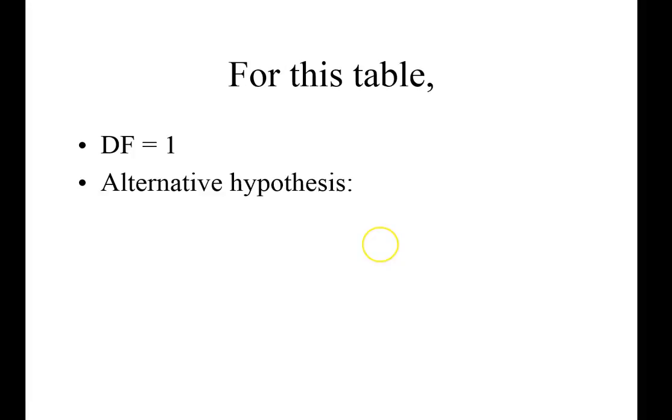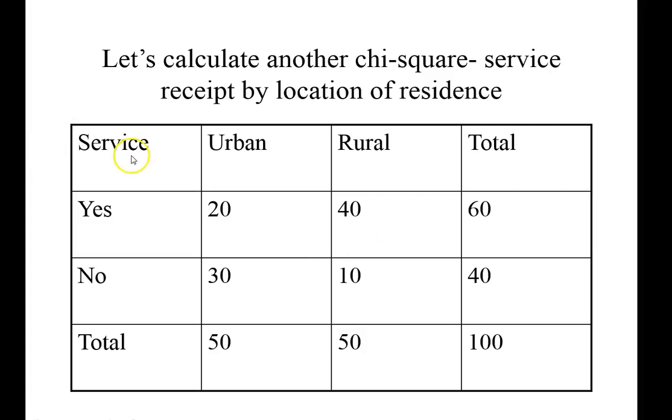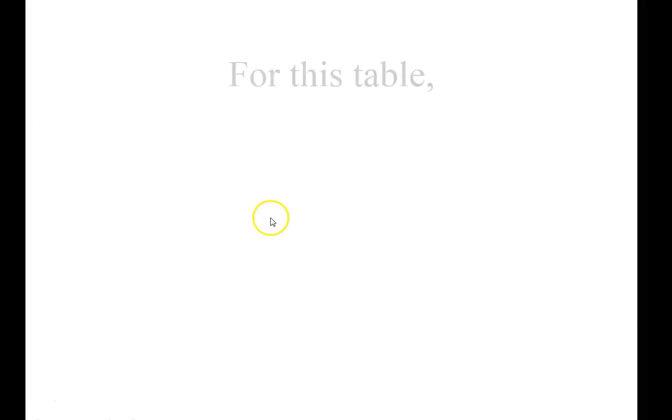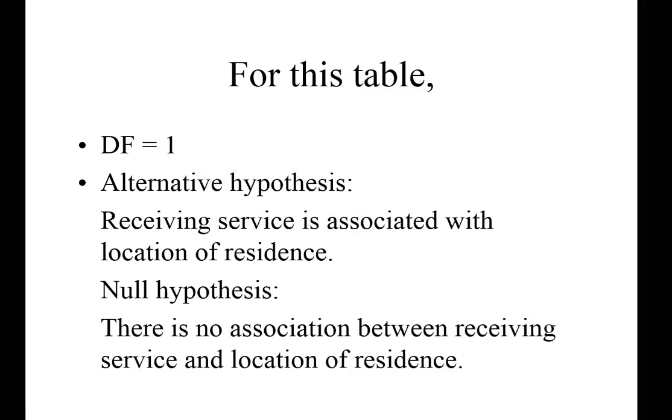The alternative hypothesis: receiving service is associated with location of residence. Look back and look at that. Service and location of residence. Service, yes or no. It's not saying a type of service. It's saying whether or not they receive service. Okay. The null hypothesis would be what? There is no association between receiving service and location of residence.